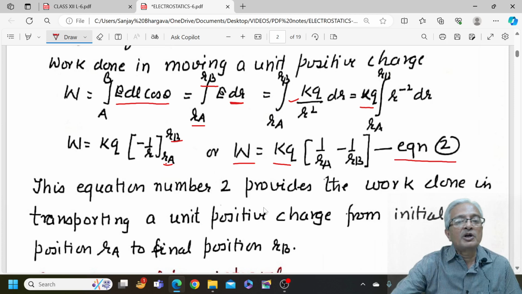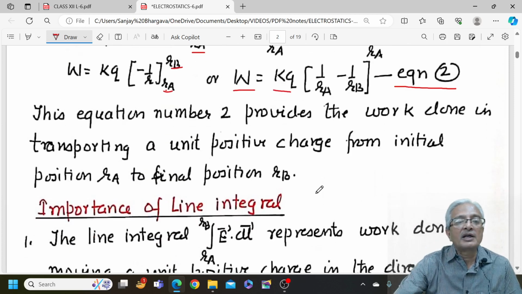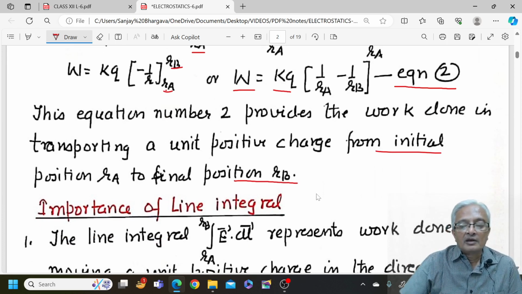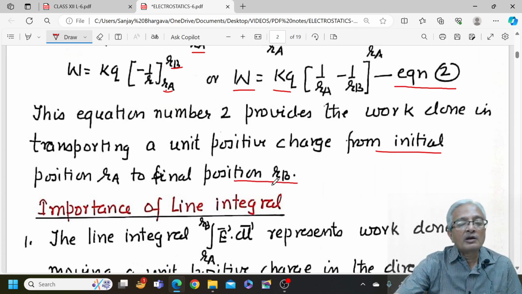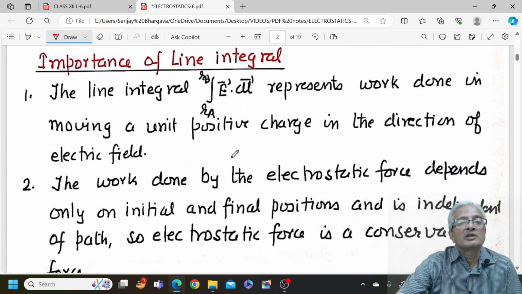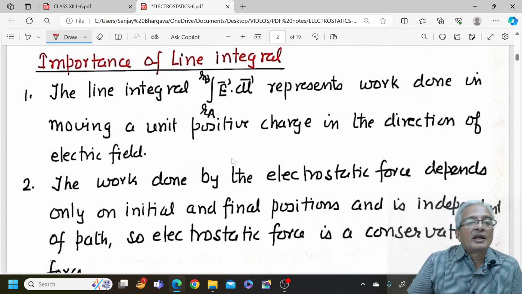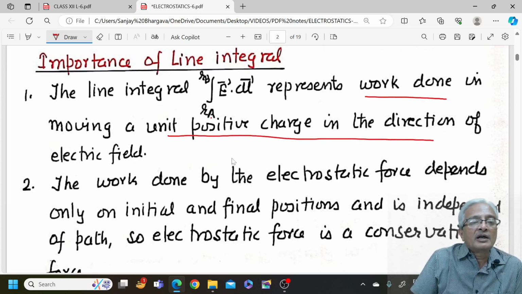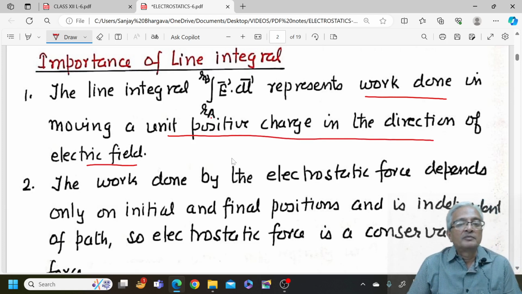This equation number 2 provides the work done in transporting a unit positive charge from initial point, that is RA, to the final position RB. Now question is, what is the utility or importance of the line integral? The line integral, integration E dot dl from RA to RB, represents the work done in moving a unit positive charge in the direction of electric field.